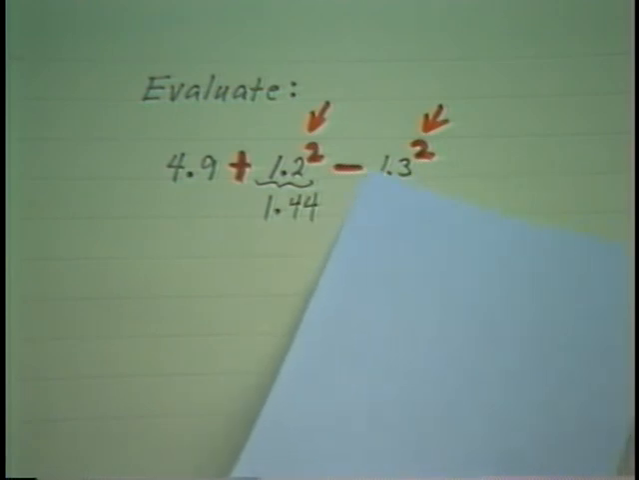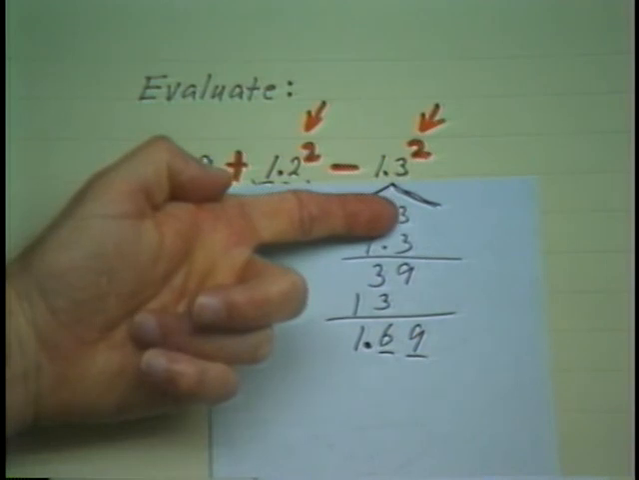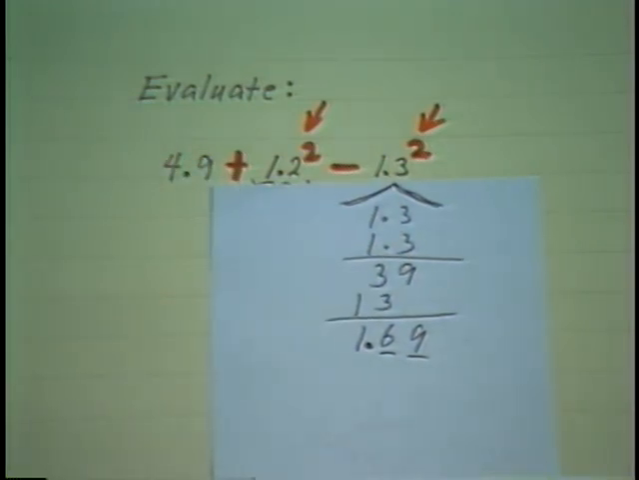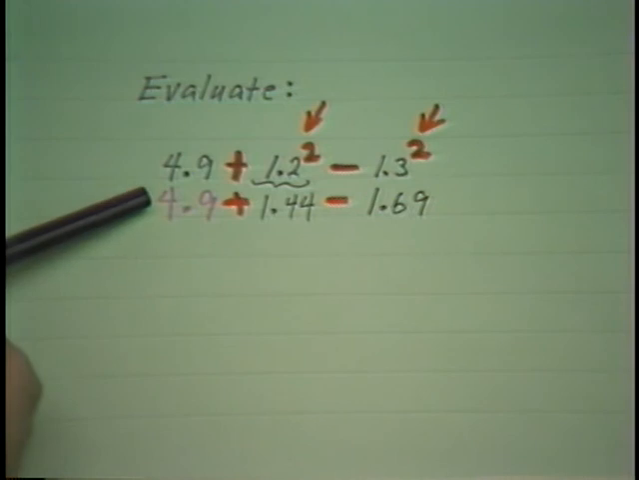Now, doing the next exponent, 1.3 squared, or 1.3 times 1.3, we get 1.69. Again, two decimal places. Now, for clarity, copying over the problem that I haven't done yet, we get this as our rewrite of the problem.